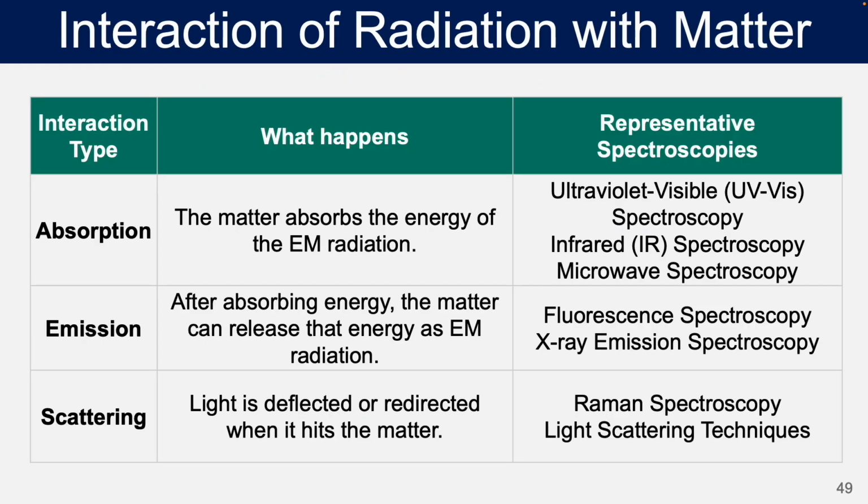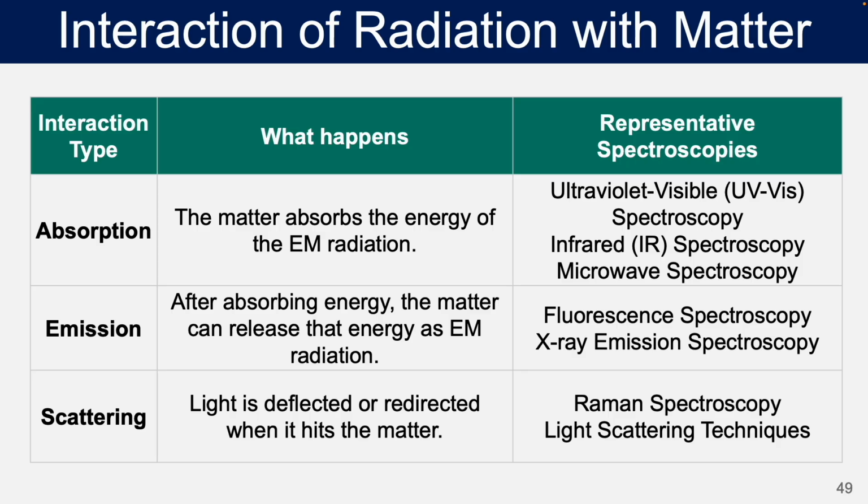I have repeated from the very beginning that spectroscopy is the study of how radiation interacts with matter. So what actually happens when radiation meets matter? There are three main processes. Absorption: the matter takes in energy from radiation. Examples include UV-visible absorption, IR spectroscopy, and microwave spectroscopy.